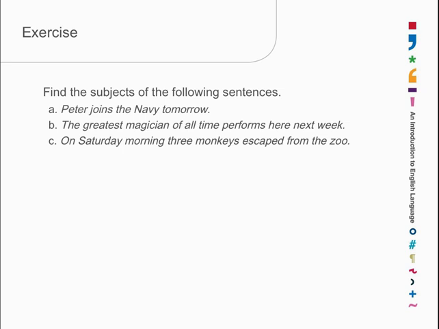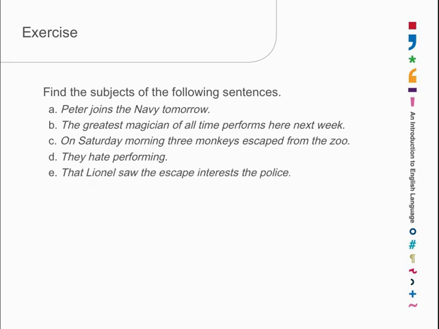So you might have been tempted earlier to think, oh, it's always the first phrase in the sentence. Not necessarily. You have to look at the verb and say, who is doing what? Who hates performing? They do. They are the subject. And the last one is kind of tricky, because here we've got 2 verbs. Well, let's start with interests. What interests the police? And the answer is that Lionel saw the escape. That interests them. Yep, that he saw the escape interests them.